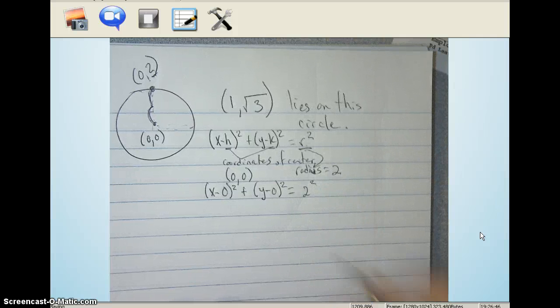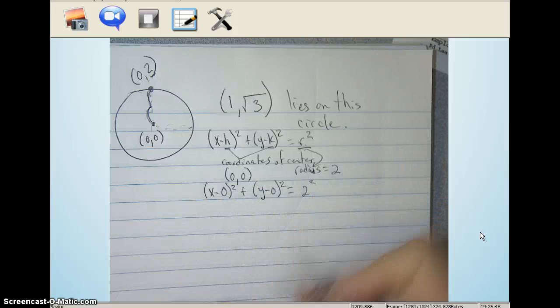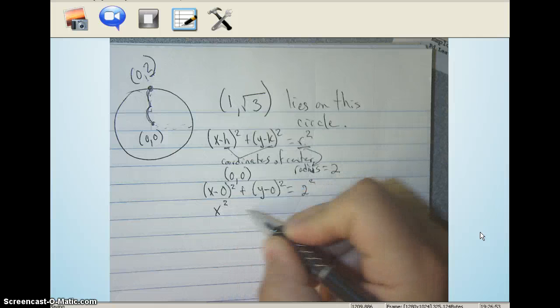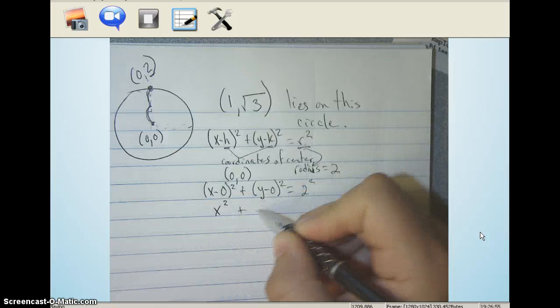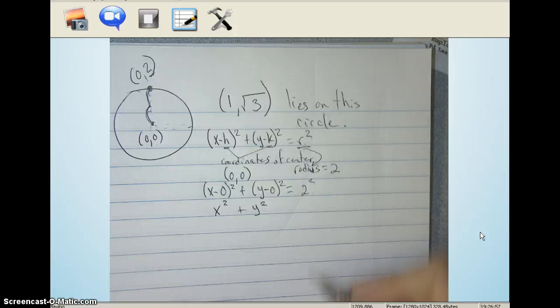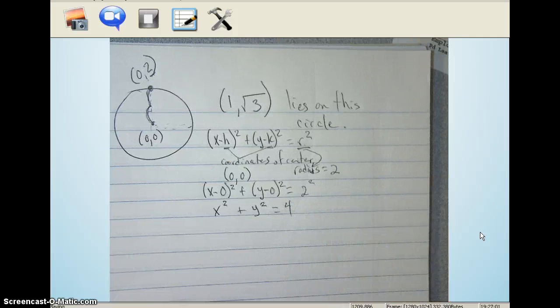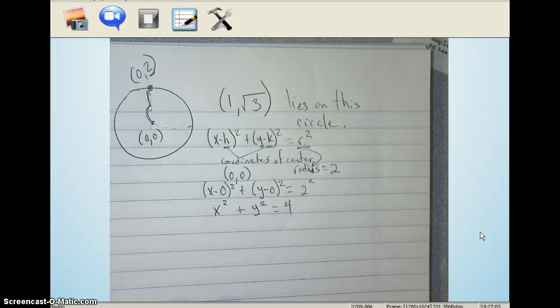And now we can take this equation that we have and simplify it. So x minus 0 is x, so it's just x squared, plus y minus 0 is just y, so it's just y squared, is equal to 2 squared, that's 4. So now we have a simpler equation. And now we have to run the test.